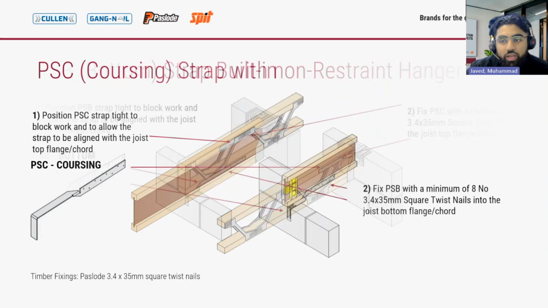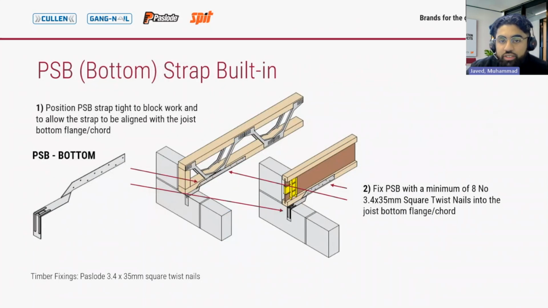Lastly, we have our two PSB applications, starting with PSB Built In. For this application, the PSB is used to restrain the walls to the bottom chord of the joist for a built-in detail. To install the strap, ensure that it's aligned with the bottom chord of the joist, tight against the blockwork, and then fix it to the timber, same as the previous applications.